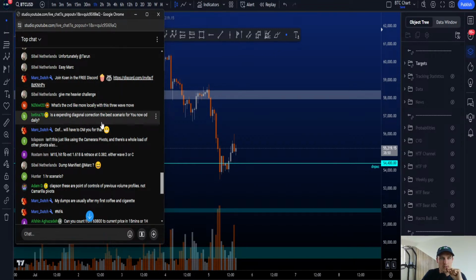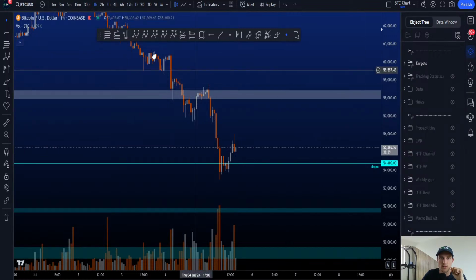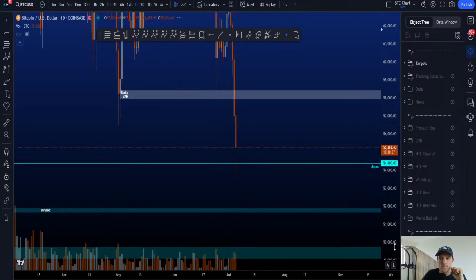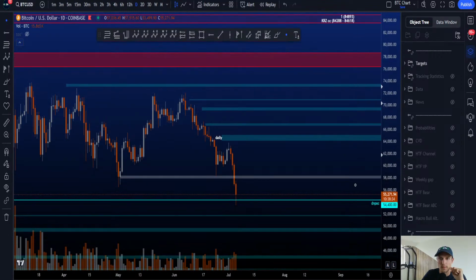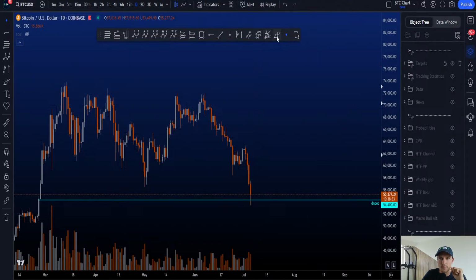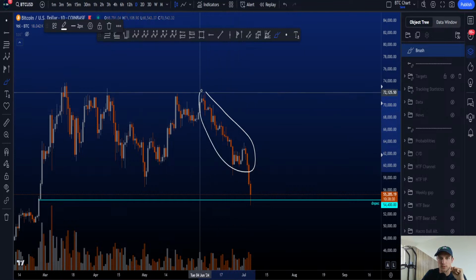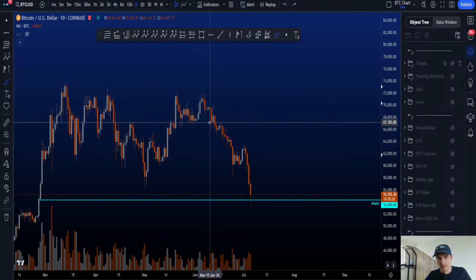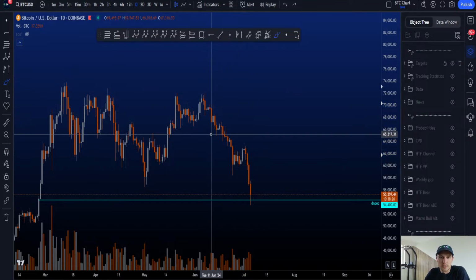Is an expanding diagonal correction the best scenario for you now on the daily? The expanding diagonal correction is one of the scenarios that is definitely interesting, yes, because of the overlap that we have here. Lots of overlap on the lower time frame. So yes, it is a scenario that's interesting.